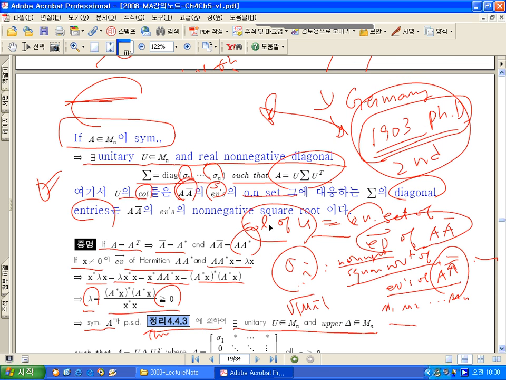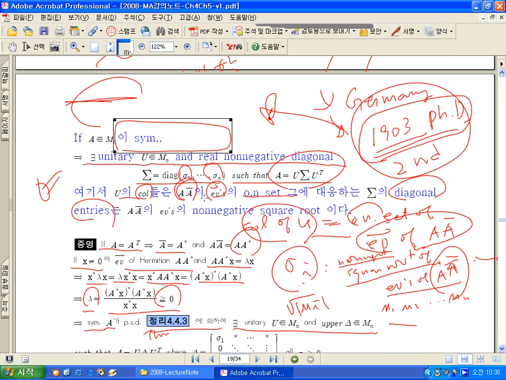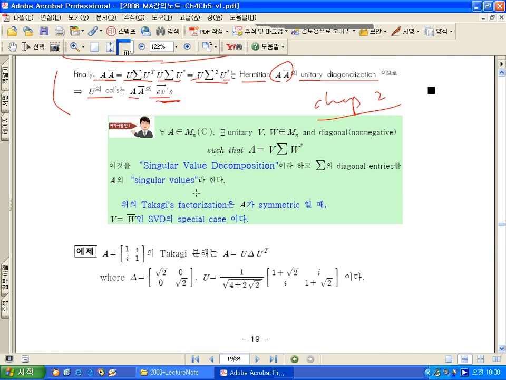And Takagi studied it on the complex symmetric matrix and found this. This also leads up to the polar decomposition and singular value decomposition. The singular value decomposition is this. A is a complex matrix. Then there exist unitary matrices V and W and a diagonal matrix sigma such that A is equal to V sigma W star. This is called the singular value decomposition.